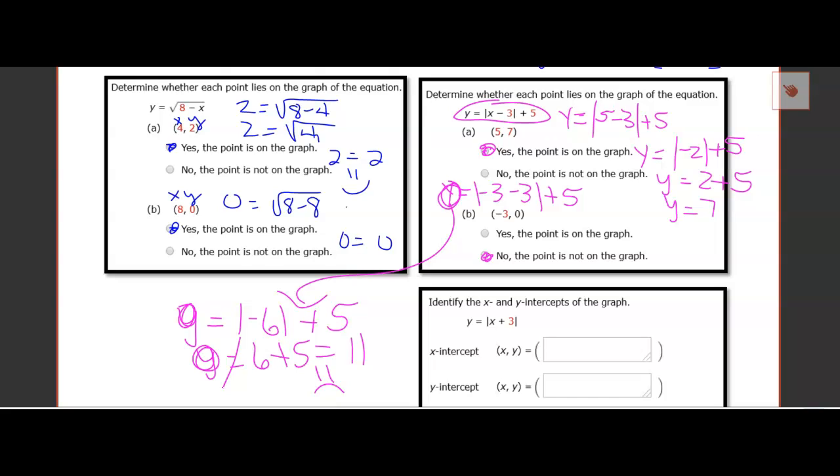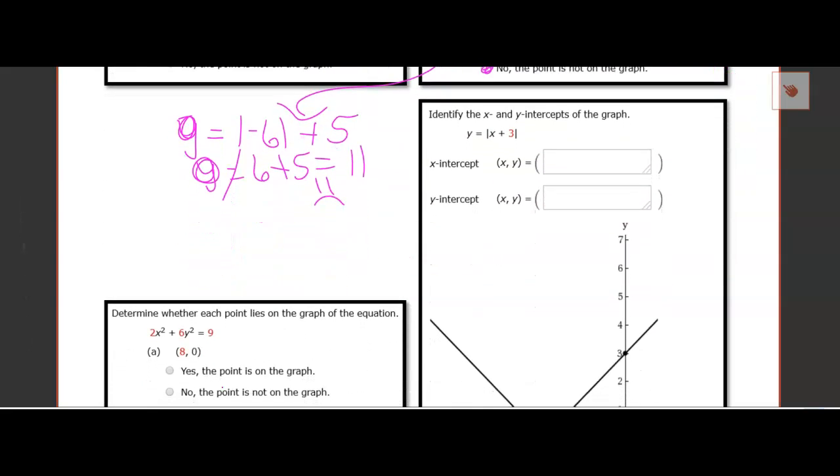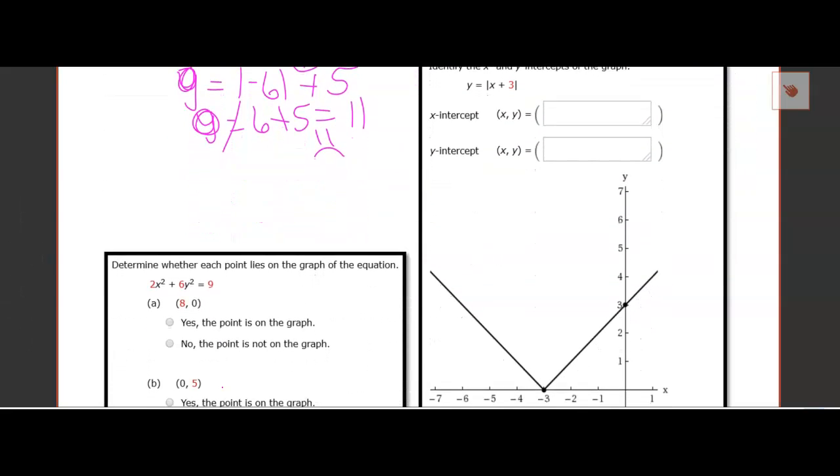Now, for this next example, we're given the graph of the equation, and they want us to identify from the graph the x and y intercept. So right here is my y-intercept because that's where the graph crosses the y-axis. And so we want to state it as an ordered pair, x comma y. So this point would be 0, 3. The y-intercept would be 0, 3.